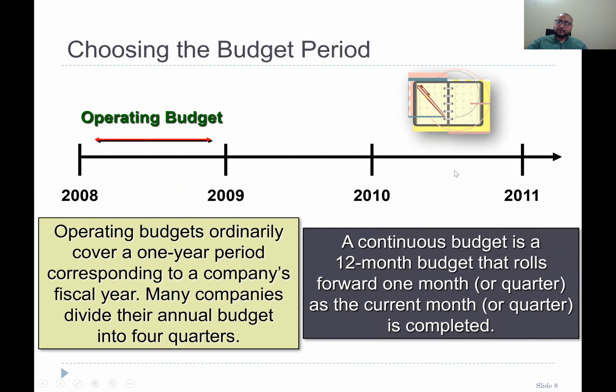So a continuous budget is a 12-month budget that rolls forward 1 month as the current month is complete. Basically, you make a monthly budget, and based on your previous month's performance, you make a new budget. Just like a continuous process. We call this continuous budgeting.